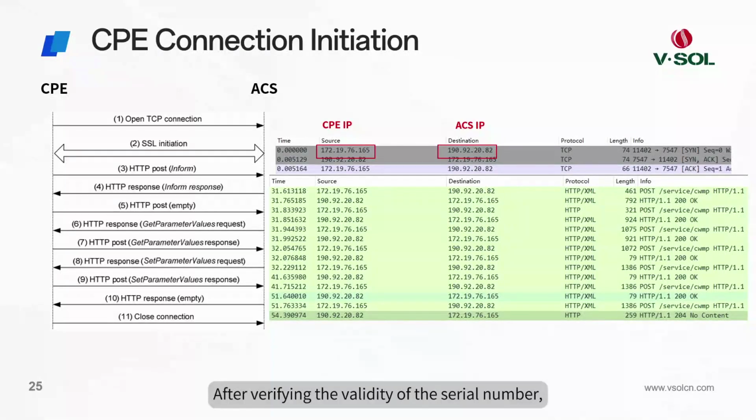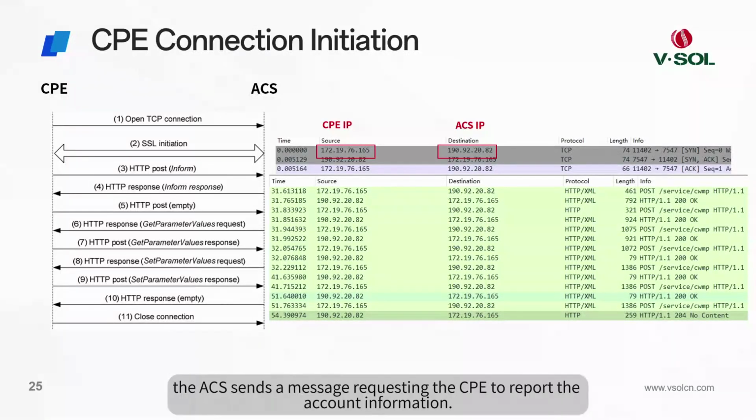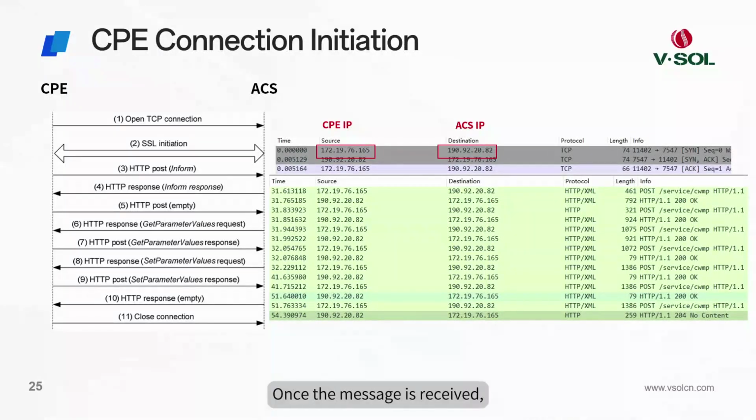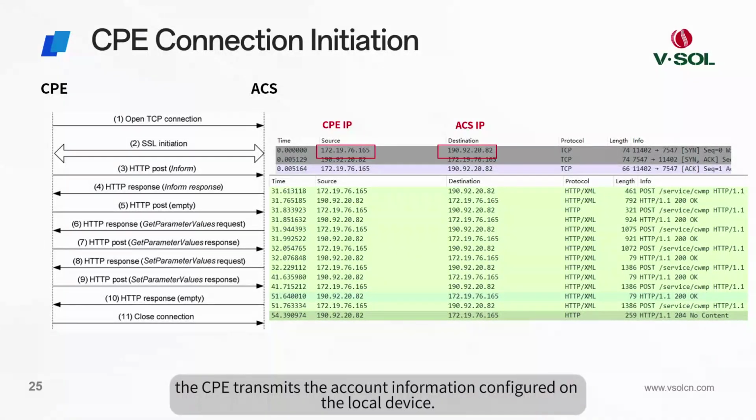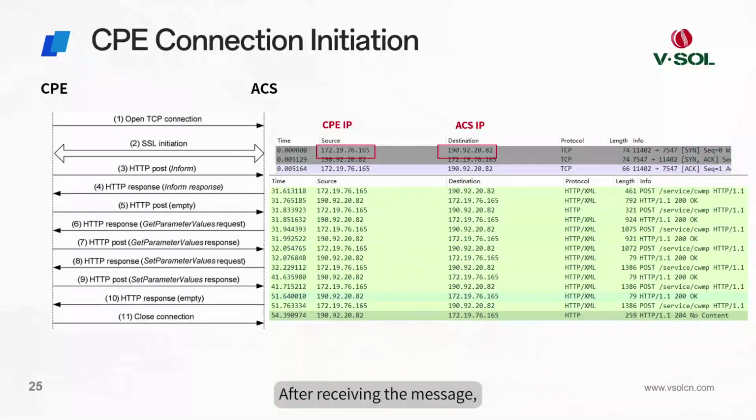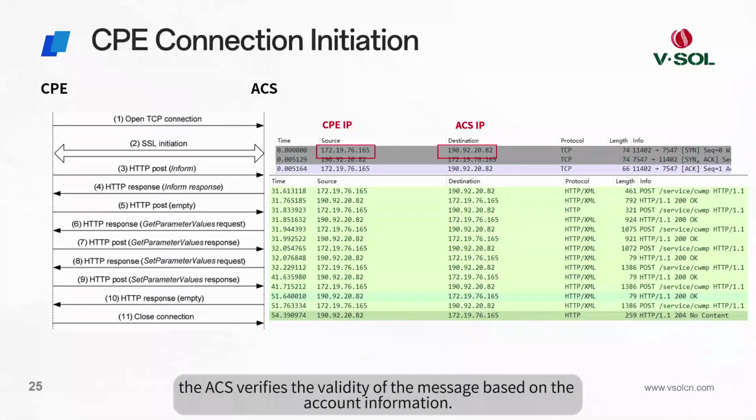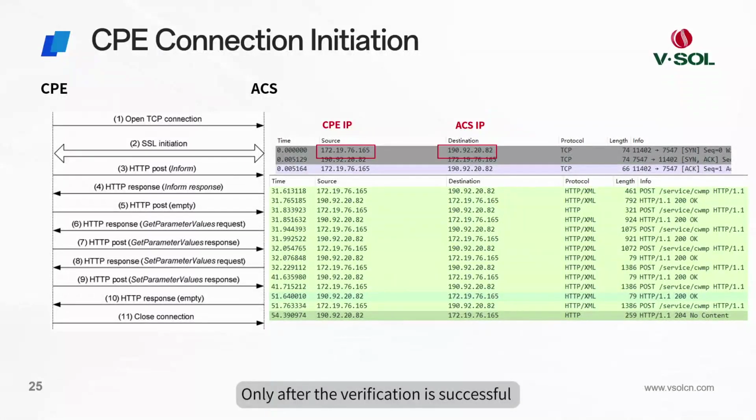After verifying the validity of the serial number, the ACS sends a message requesting the CPE to report the account information. Once the message is received, the CPE transmits the account information configured on the local device. After receiving the message, the ACS verifies the validity of the message based on the account information. Only after the verification is successful can the ACS proceed with the subsequent process. The ACS sends an empty message to end the process.